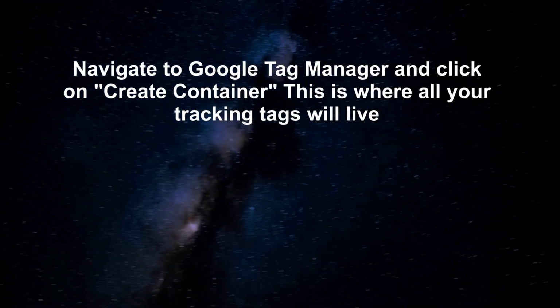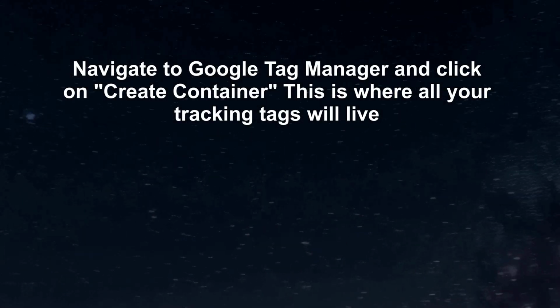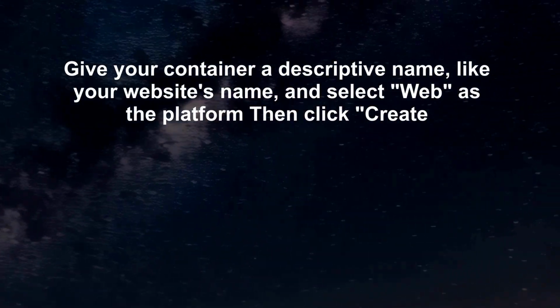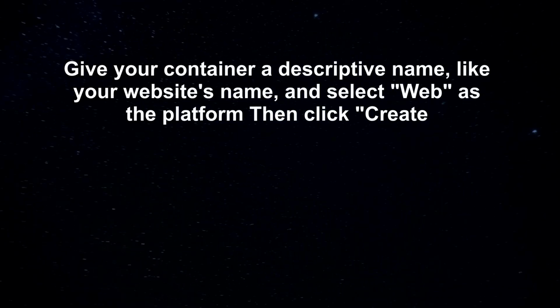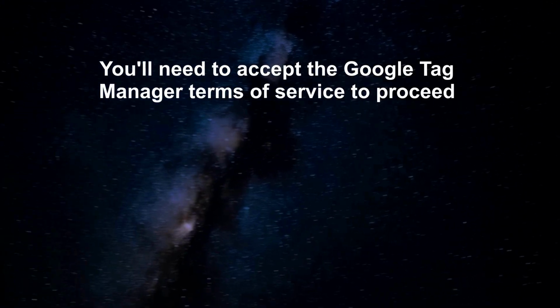Navigate to Google Tag Manager and click on Create Container. This is where all your tracking tags will live. Give your container a descriptive name, like your website's name, and select Web as the platform, then click Create. You'll need to accept the Google Tag Manager terms of service to proceed.